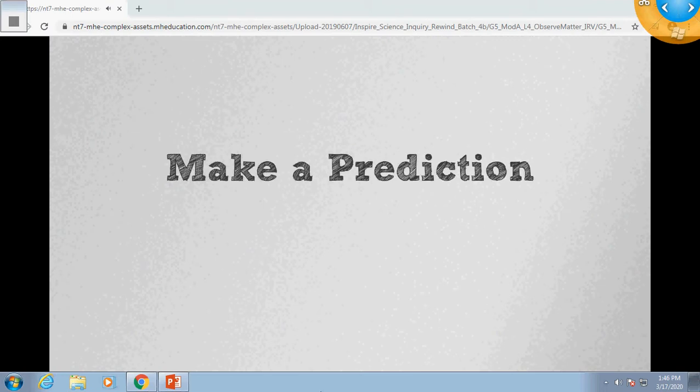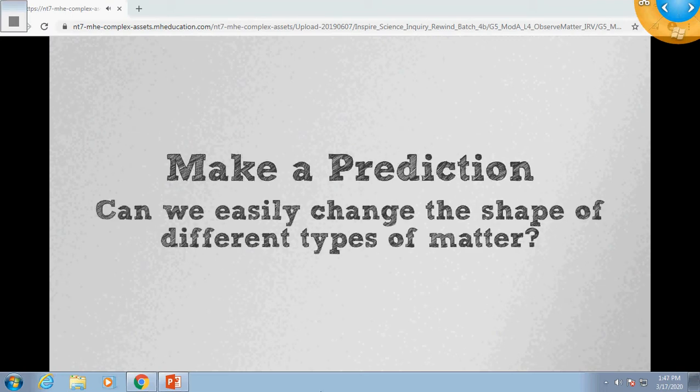Before you begin, make a prediction. Can we easily change the shape of different types of matter? Take a moment to record and share your prediction with your classmates, then select Continue.